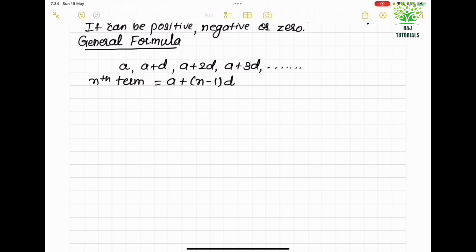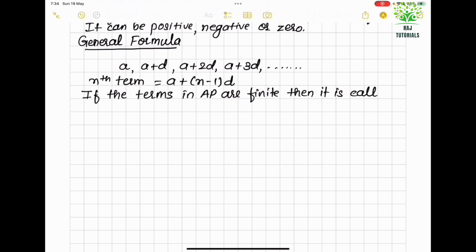Then one more important point you should know: if the terms in an AP are finite, then it is called a finite AP. Finite AP means the terms are fixed, the dots are not there, but only 5 or 7 or 10 fixed number of terms are there, so it is called a finite AP.